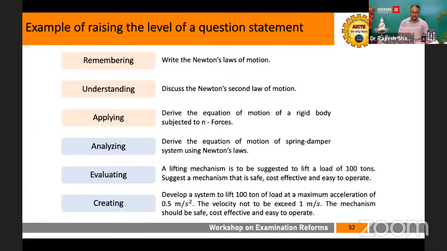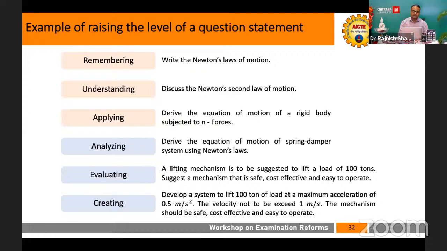If there is a question statement, write Newton's law of motion, that is a typical remembering level of Bloom's taxonomy. Discuss Newton's law of motion is a typical example of the understanding level. Derive the equation of motion of a rigid body subject to n forces: he has to apply his knowledge to this particular scenario.